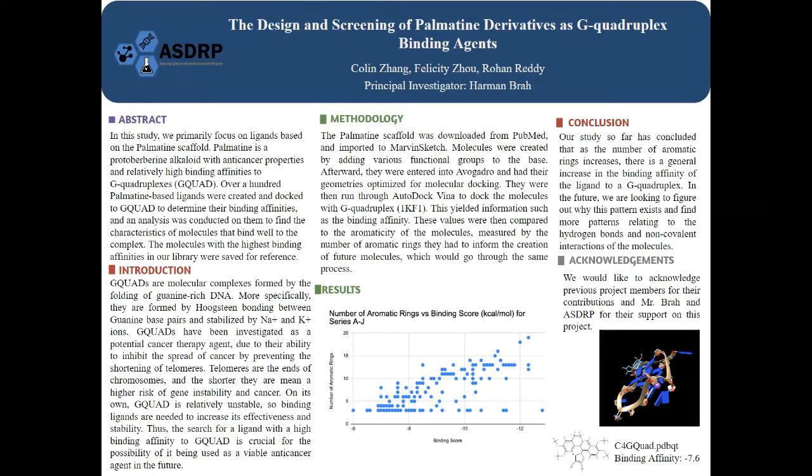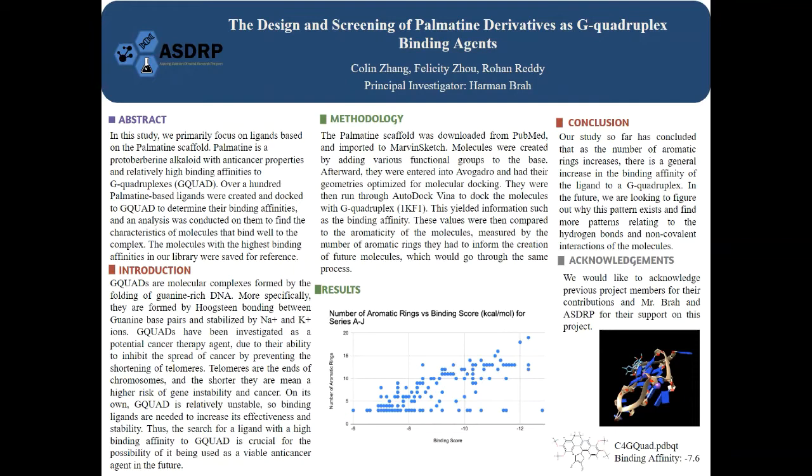their geometries. This then readied them for molecular docking, which we did through AutoDock Vina, as mentioned before, with our chosen G-quadruplex 1KF1. Docking these molecules allowed us to view their binding affinity, which we then put into a spreadsheet along with the aromaticity of the molecules to create a graph as shown.